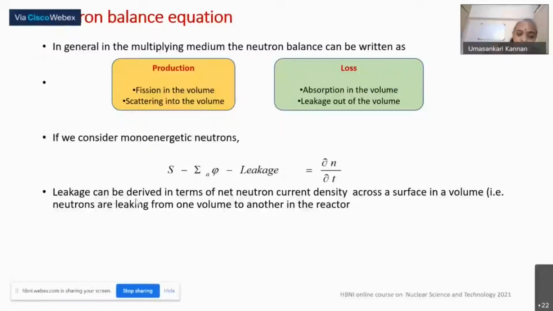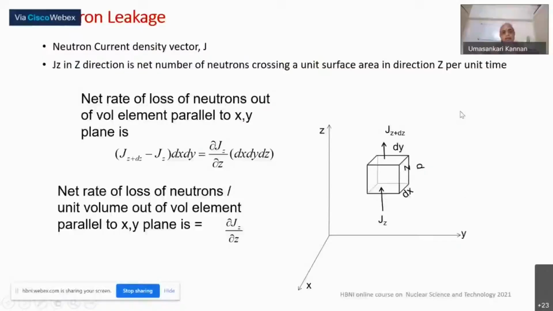So the leakage can be derived in terms of the net current density across the surface in a volume. That is, the neutrons are leaking out from one volume to another volume in a reactor. So this you have understood, I suppose. That is, the rate of change of neutron density is a balance between the production mechanisms and the loss mechanisms. So first, let us talk about how to calculate the leakage.